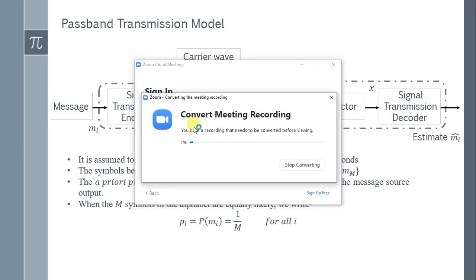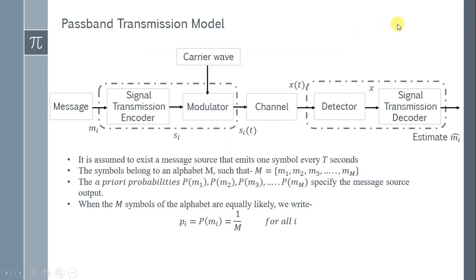Once the meeting is ended, the Zoom app automatically converts this meeting recording to a video file. It will be an MP4 file, and it will be saved on your local computer.